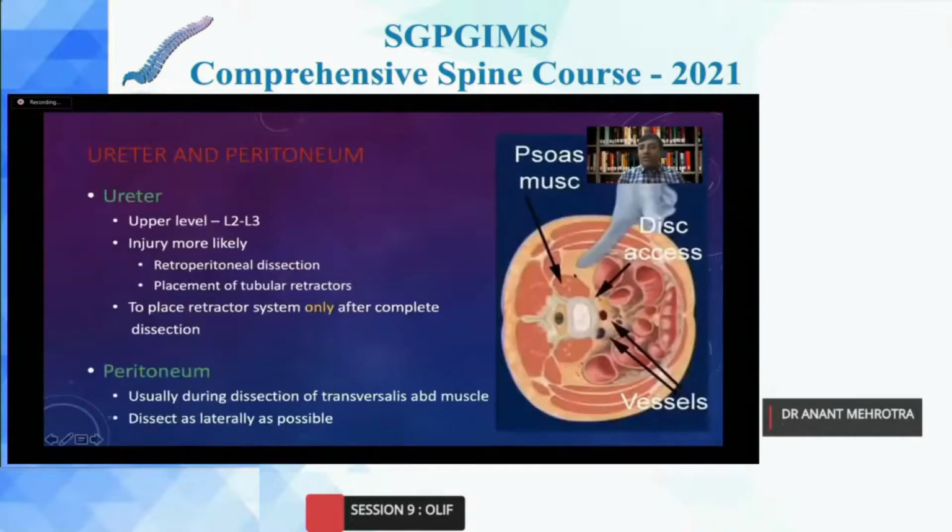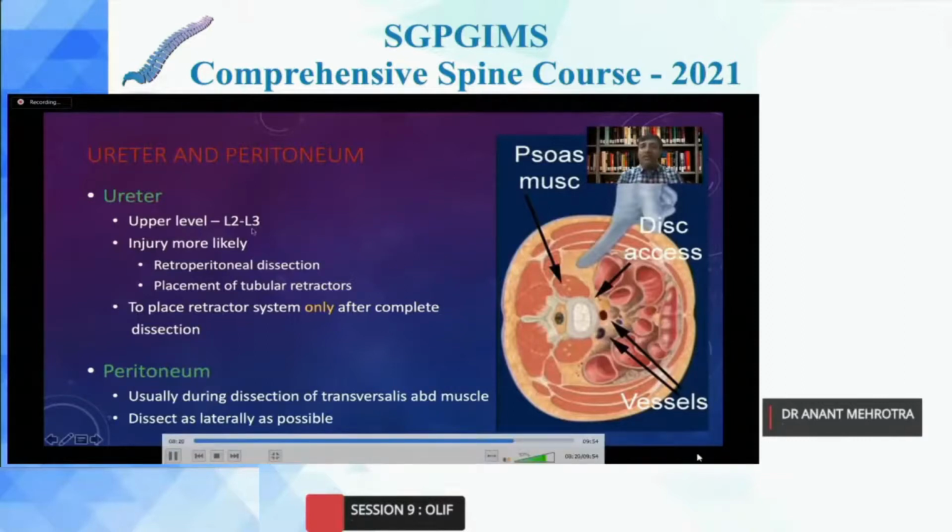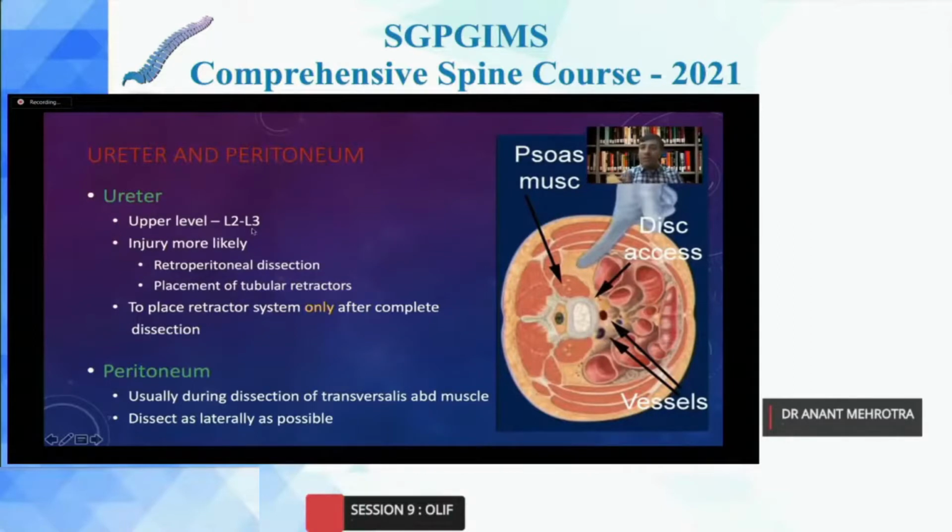Now, once you are doing the dissection, you push the retroperitoneal fat along with the contents anteriorly. The ureter also moves along with the retroperitoneal fat anteriorly, and so you need not worry much about the chances of injury to the ureter. However, at the upper level, as I mentioned earlier, at the L2, L3 level, because the ureter is slightly more medial, one has to be more careful while dissecting and also while placing the tubular retractors. The tubular retractor can injure two things: one is the ureter, and the other, as I mentioned earlier, is the sympathetic chain.